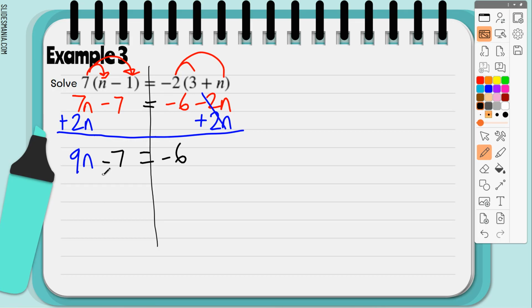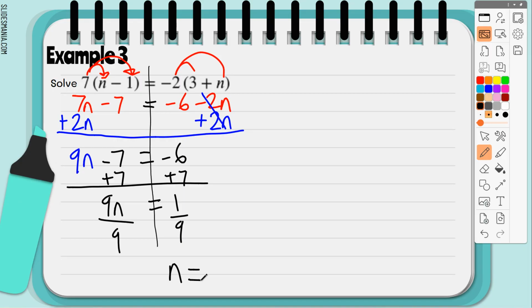From here it's a two-step. We know what to do. We're going to add the 7 over. We're going to get 9n equals 1. We're going to divide by the 9. And we're going to get a gross looking decimal, or you can just leave it as 1/9.